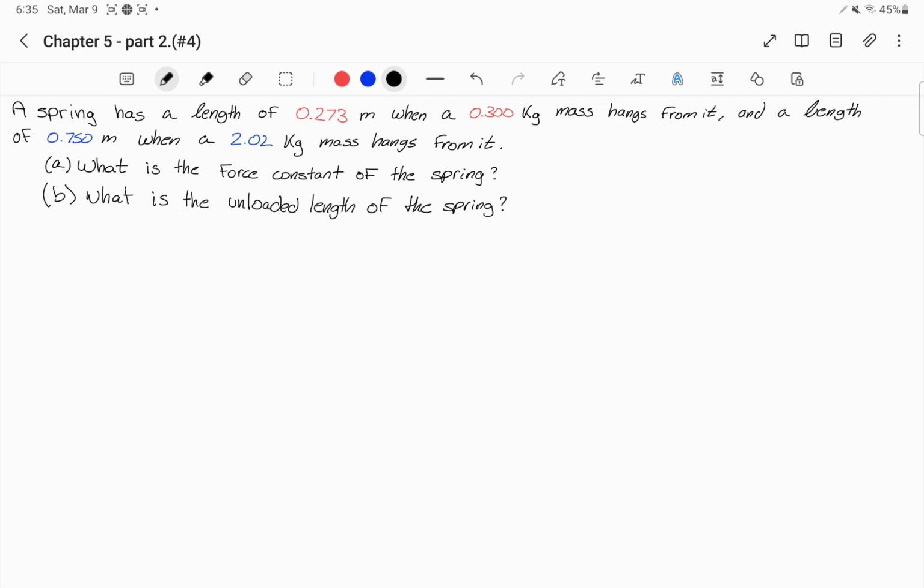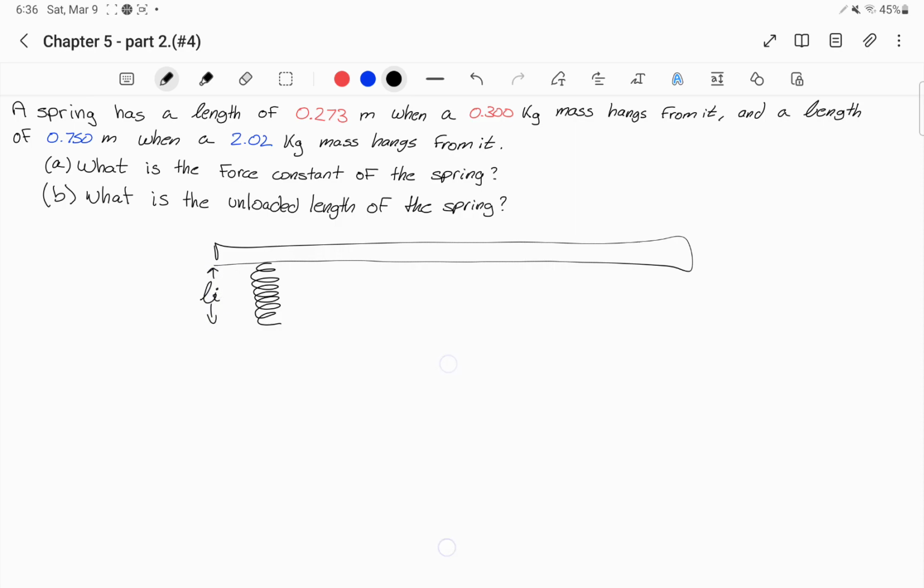So if they want us to find the unloaded length of the spring, that means that both springs are going to have the same initial length before the mass that's hanging onto it is let go and the spring is suspended. So for the first one, we're going to have a spring and we're going to call the initial length Li.